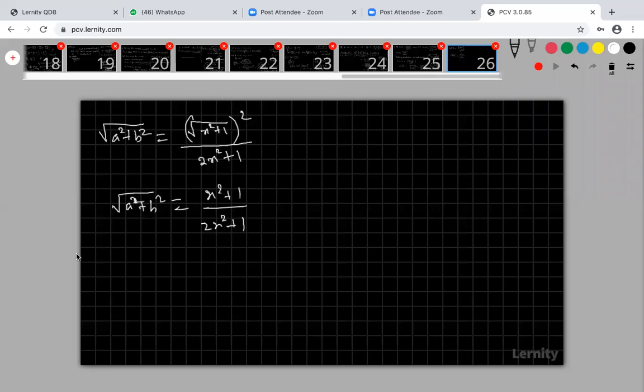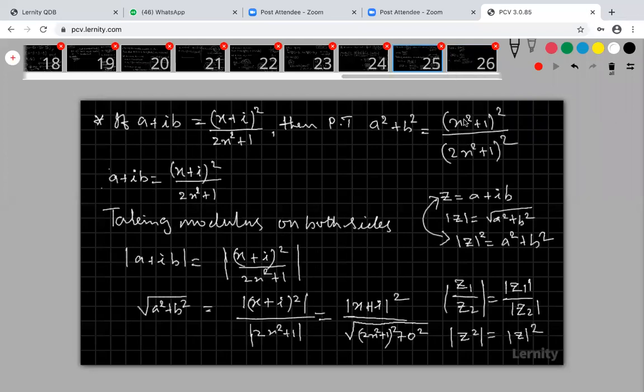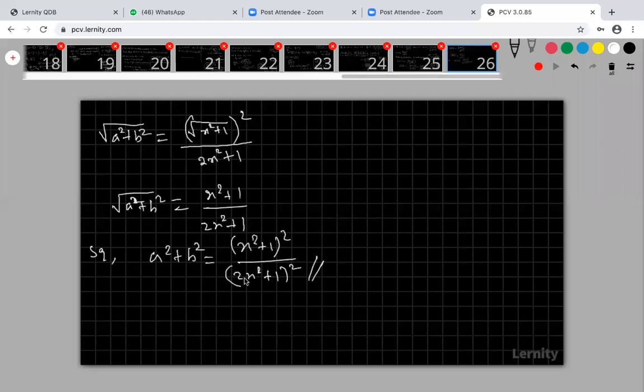Taking square on both sides, the root cancels on the left hand side, and on the right I get the whole square. This is the answer. Your a square plus b square is equal to x square plus 1 the whole square divided by 2x square plus 1 the whole square. That is my a square plus b square. Are you okay?